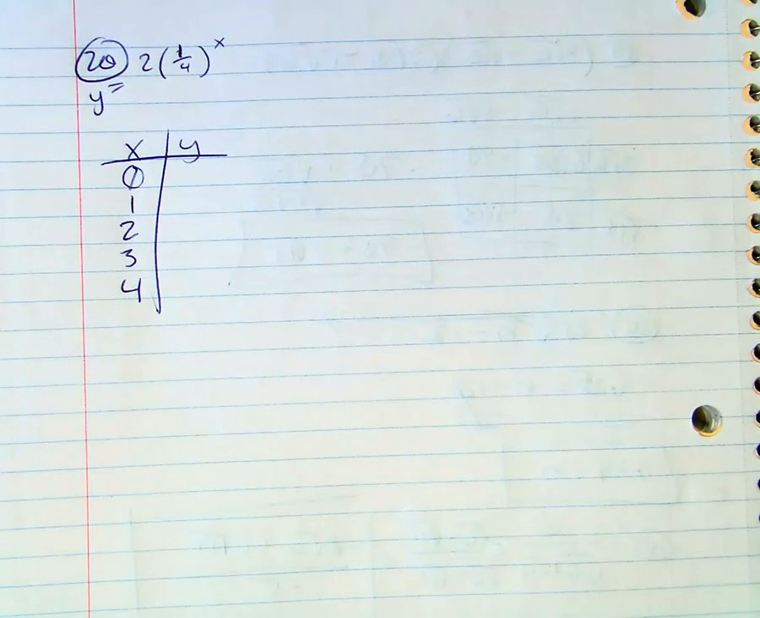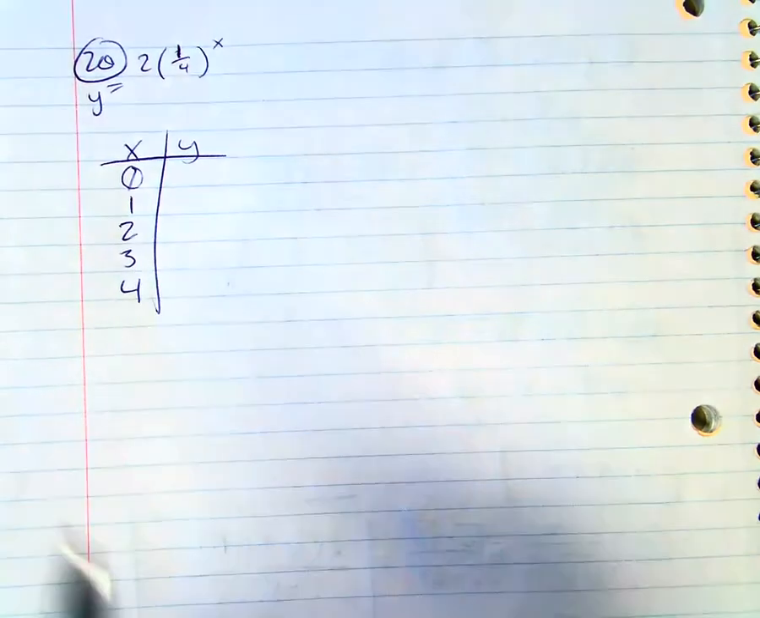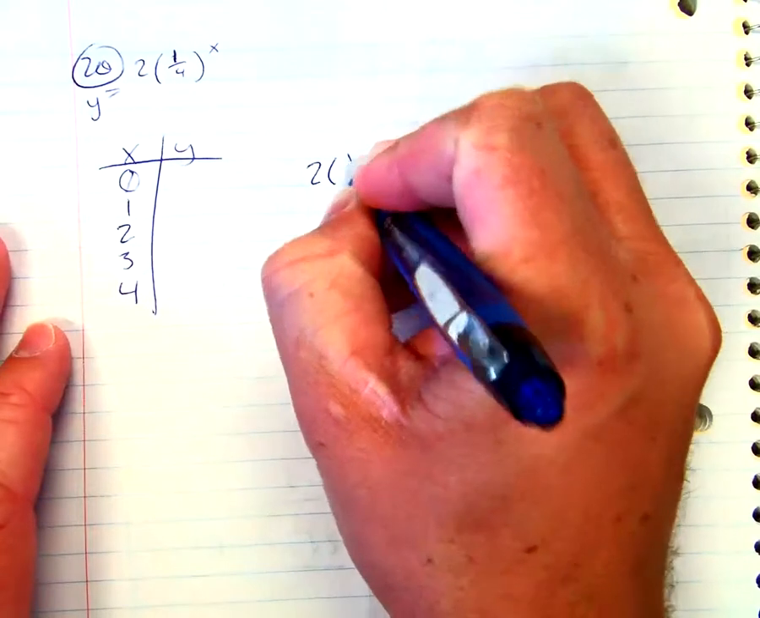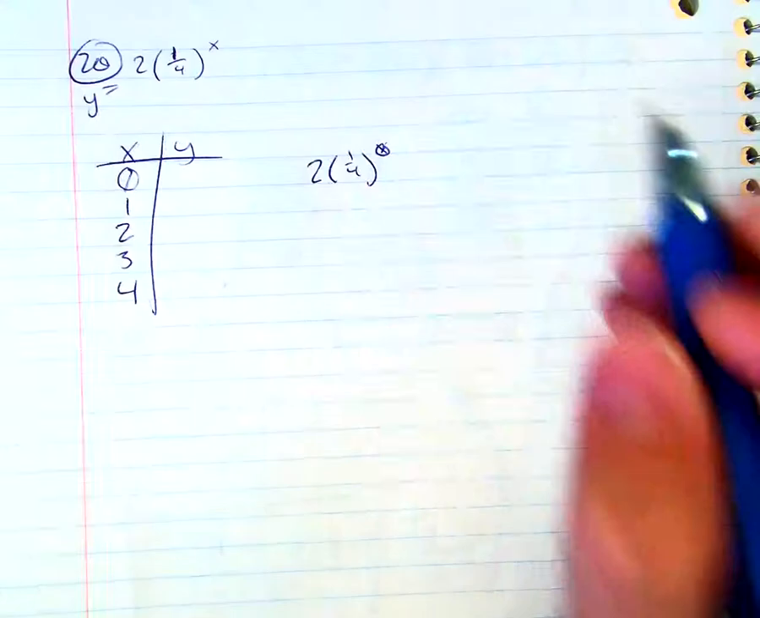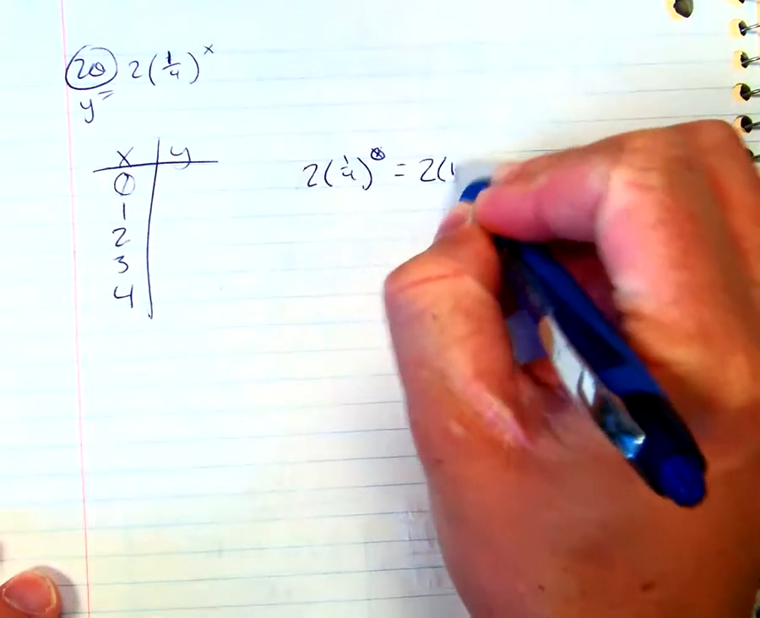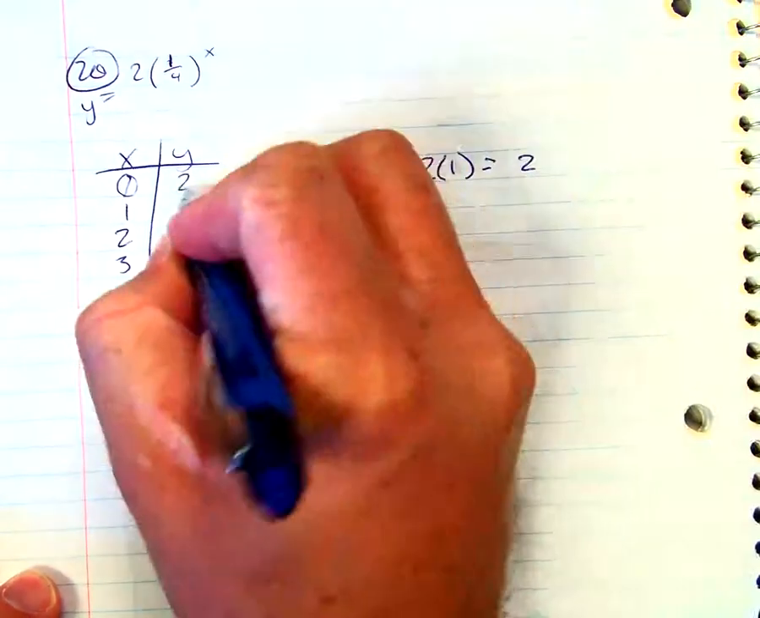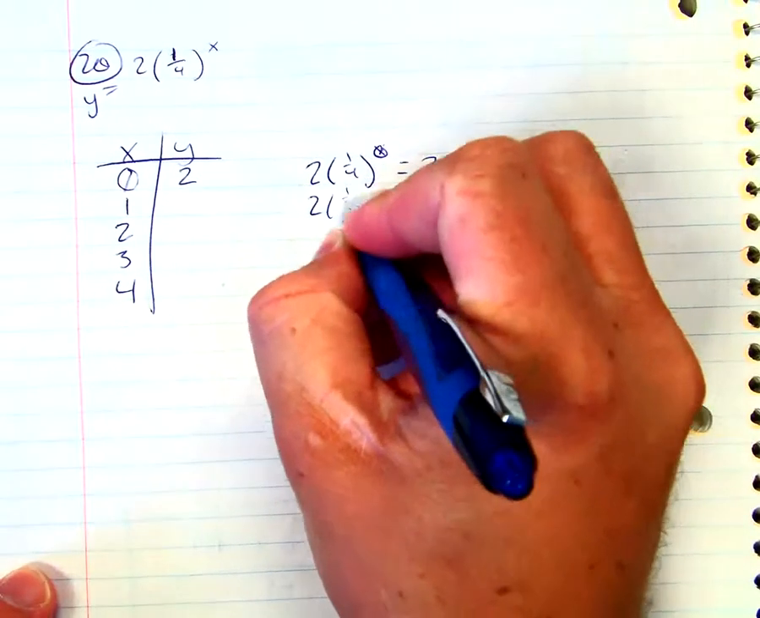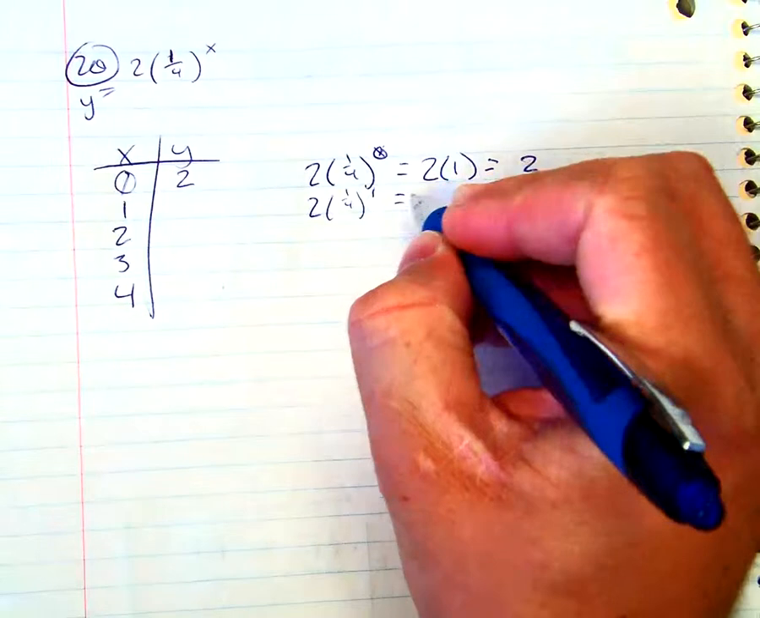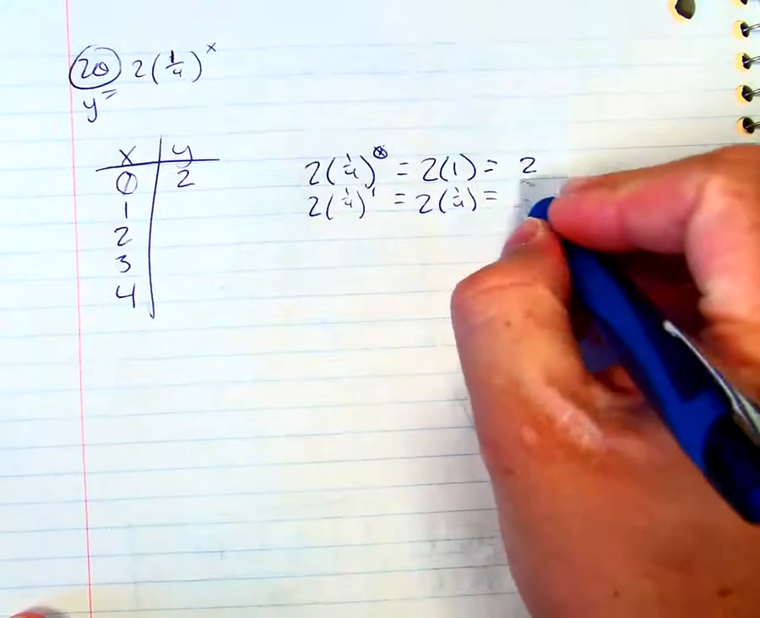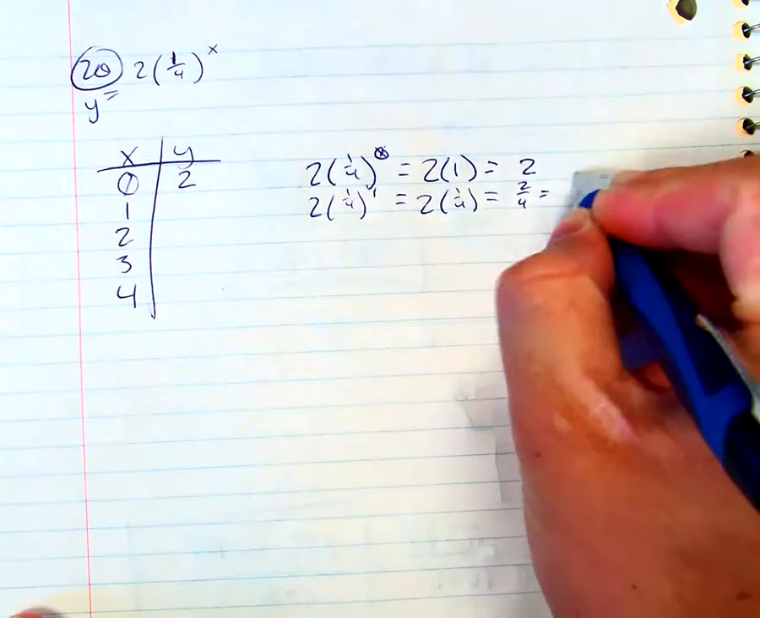There's two ways to go through doing this process. The first is to plug every single number in. So that's where we'll start. If I plugged in a 0 for x, anything to the 0 power is 1. So this becomes 2 times 1, which is 2. If I plugged in a 1, I would get 2 times 1/4, which would be 2/4, which reduces to 1/2.